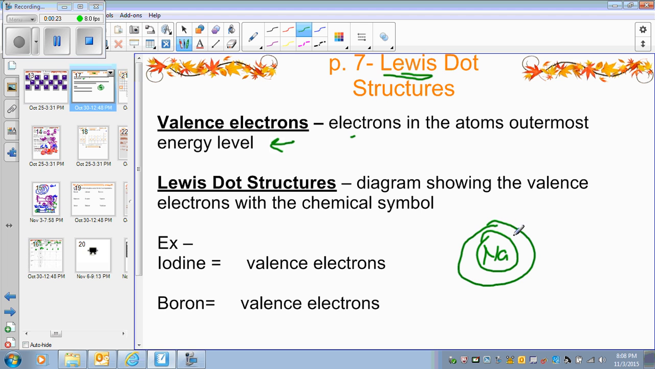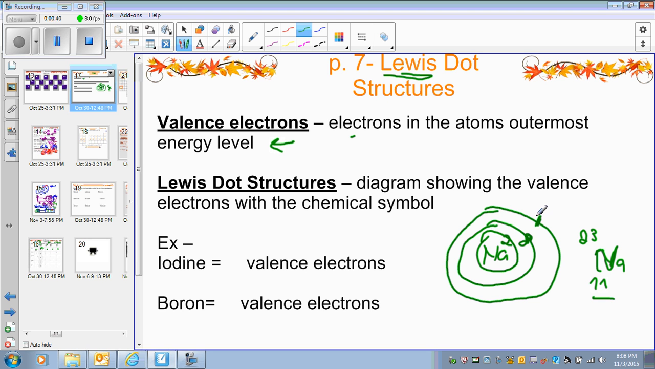So if sodium has 11 electrons altogether, if you look at sodium, it has atomic number 11, mass number 23. Out of those 11 electrons, 2 are here, 8 are here, so that makes 10, and then 1 is here. So how sodium is going to react depends on the number of electrons sitting outside in the valence shell. Okay, the valence electrons.